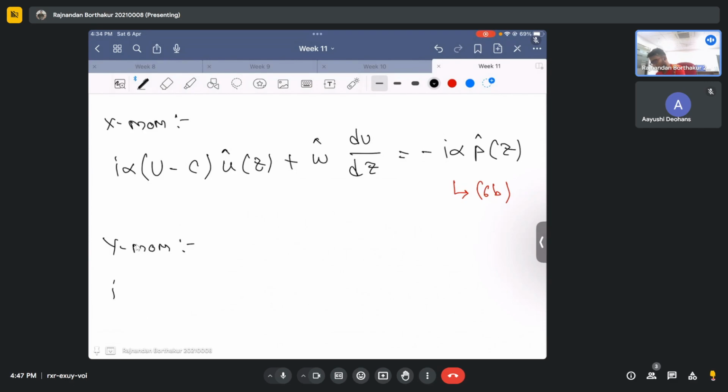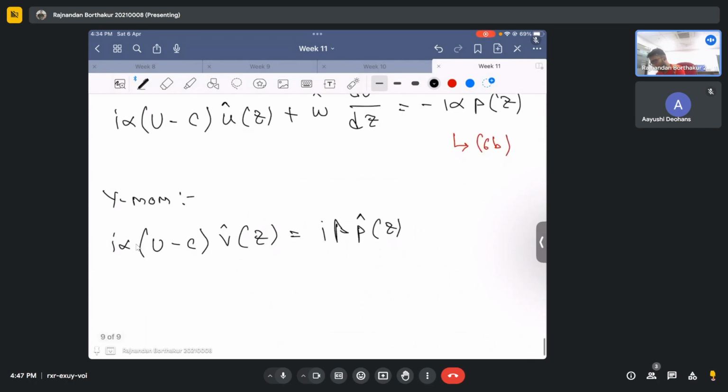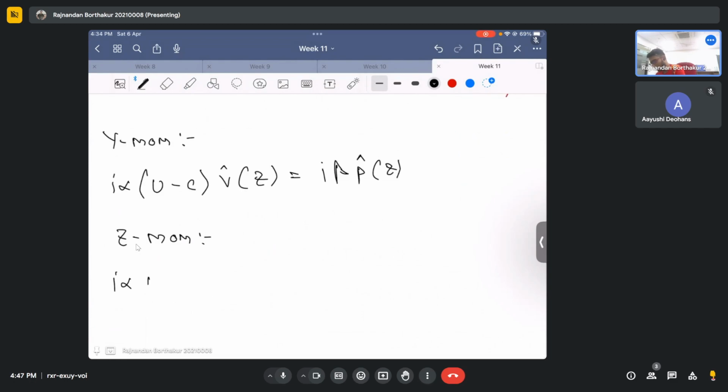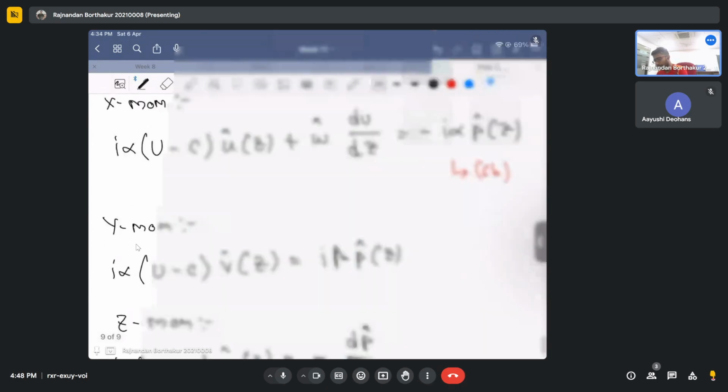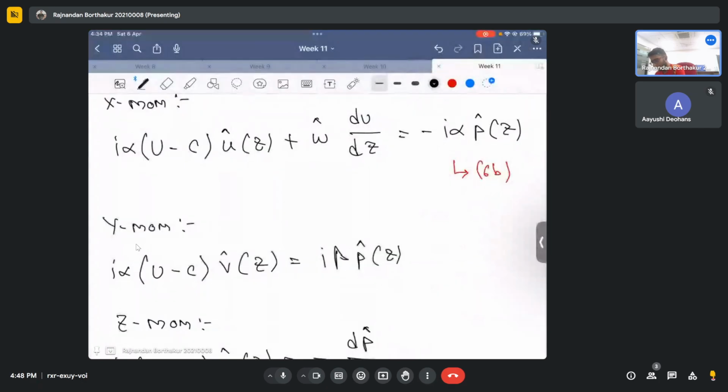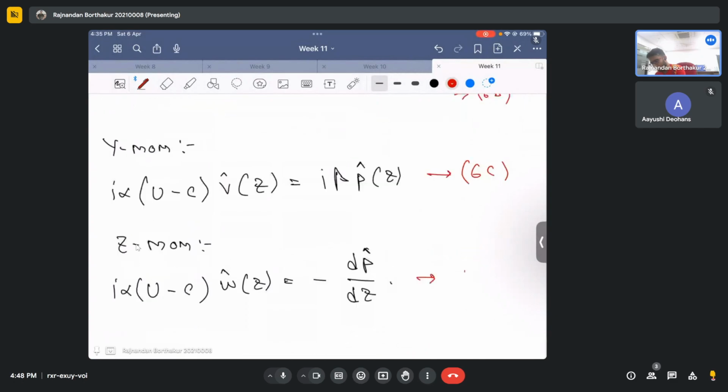It's i alpha (U minus c) p cap of z equals minus i beta times p cap of z, and the z momentum equation is basically this. It is i alpha (U minus c) into w cap of z equals minus dp hat of z by dz. Okay. All right. So I'll name this as equation 6c. I'll name this as equation 6d.